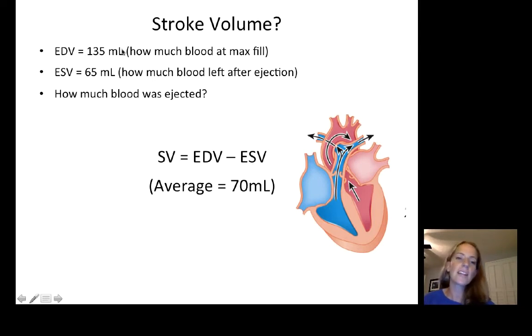Your average end diastolic volume is about 135 milliliters. Your average end systolic volume is about 65 milliliters. How much blood is left? How much blood was ejected? 70 milliliters. So it's just the difference between the two. So max fill, what was left after you pumped, and how much you pumped is your stroke volume.